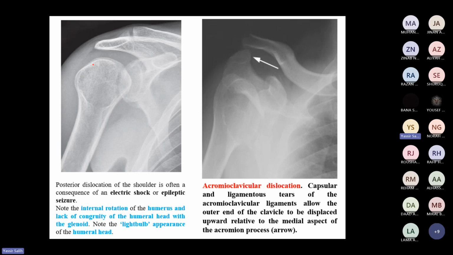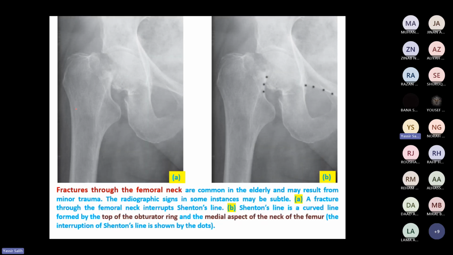This is the most important sign we depend on in the diagnosis of posterior dislocation of the shoulder. They call it the light bulb sign. It resembles a round bulb; the shape of the humeral head looks like a light bulb appearance. This is a characteristic sign of posterior dislocation. This is posterior dislocation of the shoulder.